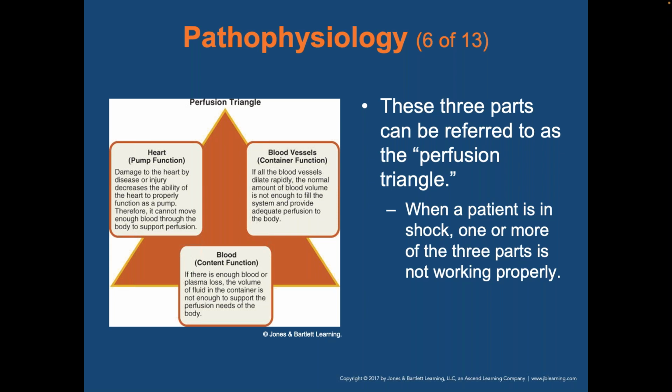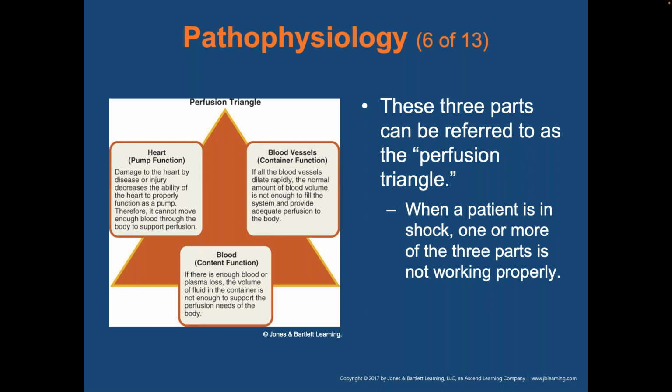If you have a blood vessel issue, or container function issue, and all the blood vessels dilate rapidly, the normal amount of blood volume is not enough to fill the system to provide adequate perfusion to the body. In patients with sepsis, you can see widespread vasodilation. Then there are heart pump issues like cardiogenic shock, or blood content issues, if there's not enough blood, like hypovolemic shock.